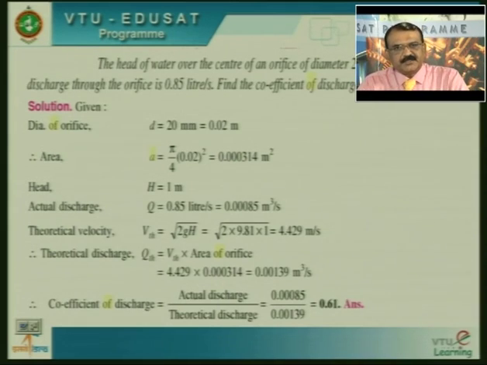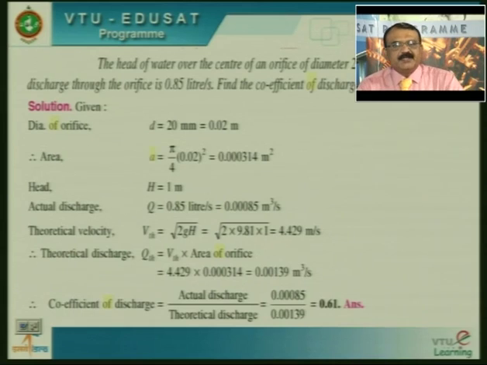Actual discharge is 0.85 liters per second. Remember in the last class I said, if you divide liters by 1000, automatically it will be converted into meter cube per second. Convert this into meter cube per second. Therefore Q is equal to 0.00085 meter cube per second.